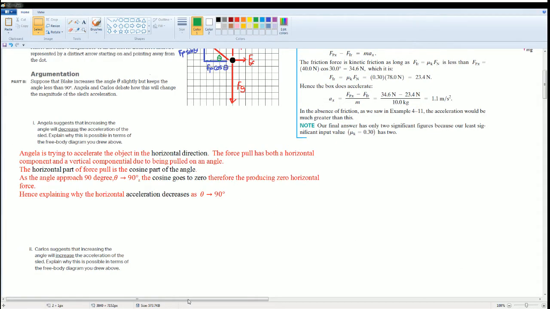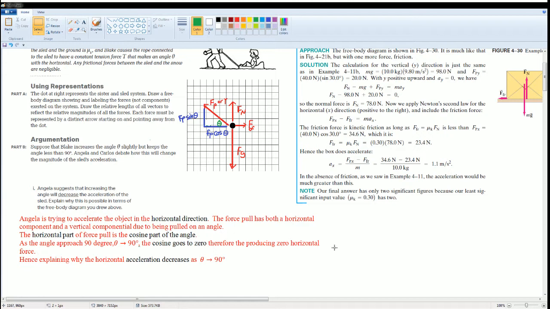There are three parts to Angelica's answer that explain why she would decrease the acceleration of the sleigh. First, Angelica is trying to accelerate the object in the horizontal direction. The force pulled has a horizontal component and a vertical component due to it being pulled on an angle right here. The horizontal part of the force pulled is the cosine part of the angle right there.